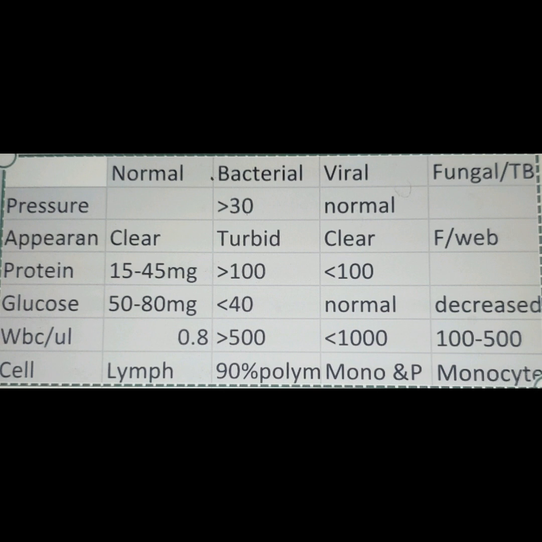The protein is increased for bacteria and less for viral. Glucose is used up. As usual, you expect bacteria to use up the glucose, so you have less than 40. Viruses, not much, it is still normal. The WBC count, you have high polymorphonuclear proliferations, the viral too. So these are all the pictures you expect to see when there is an infection of the CSF.